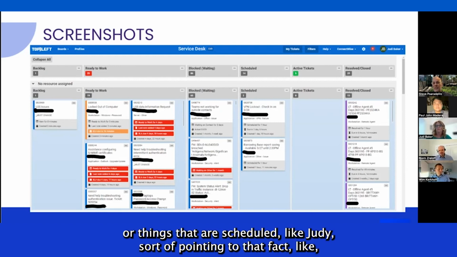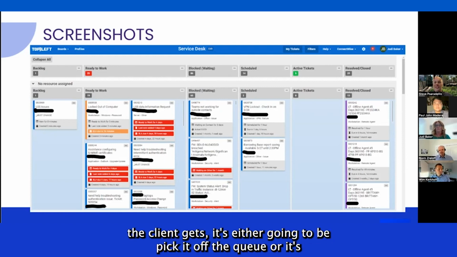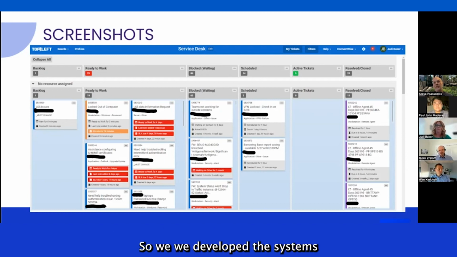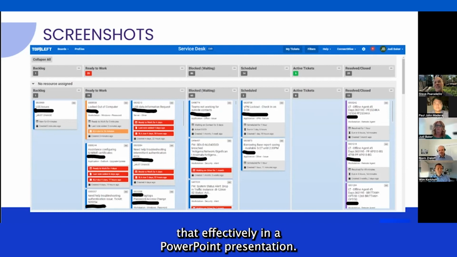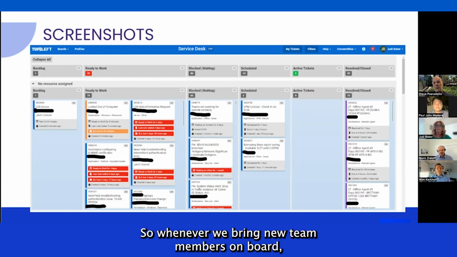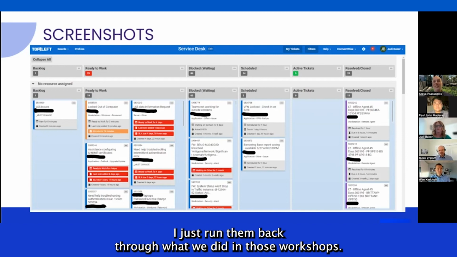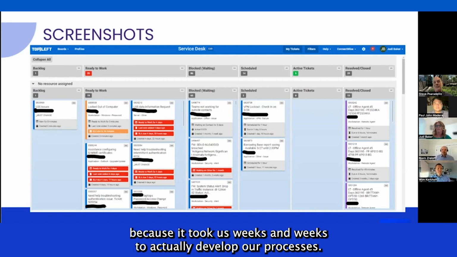Like Judy pointed to, we look at the ticket, and depending on the feedback the client gets, it's either going to be picked off a queue or scheduled at a particular time when they're available. So we developed the systems and processes with our team. What was good about that is we documented it in a PowerPoint presentation. Whenever we bring new team members on board, I just run them back through what we did in those workshops. Now it takes a lot less time, because it took us weeks and weeks to develop our processes.